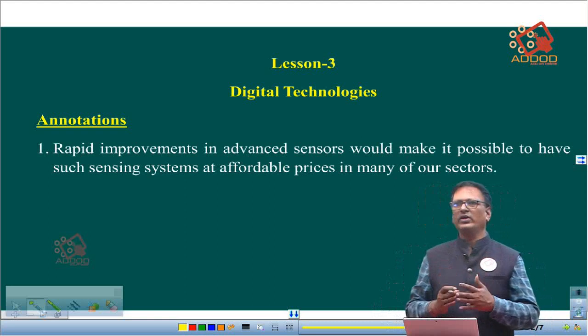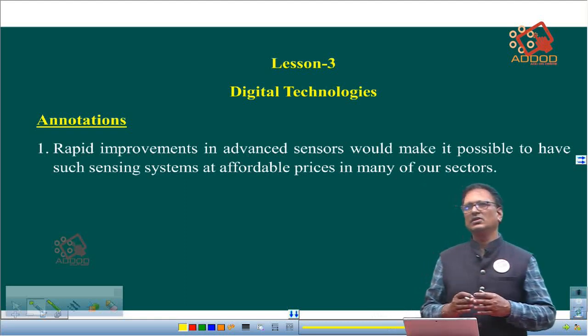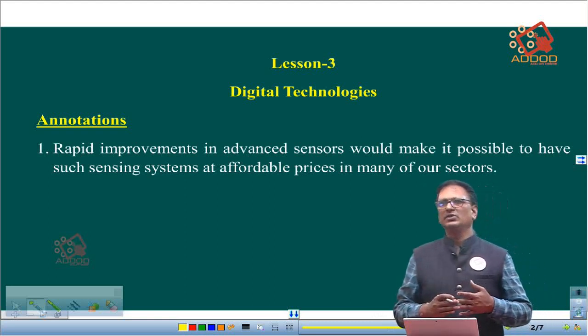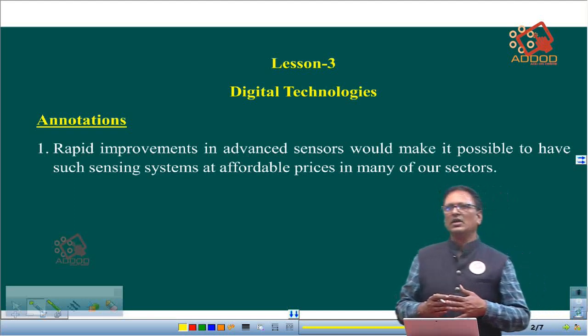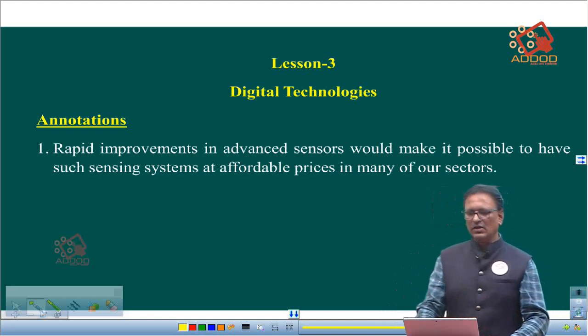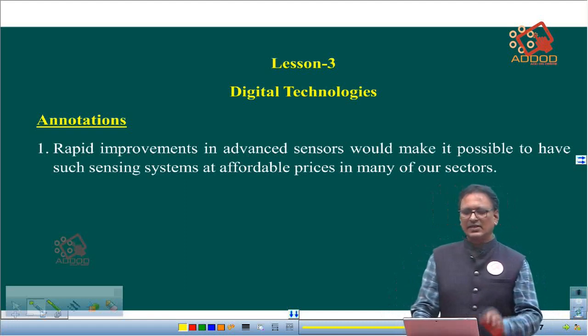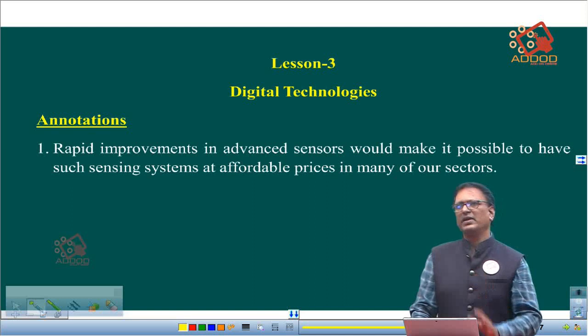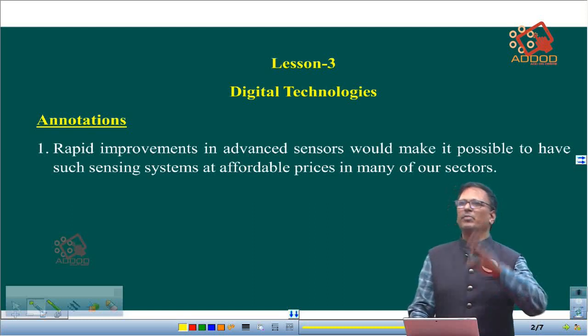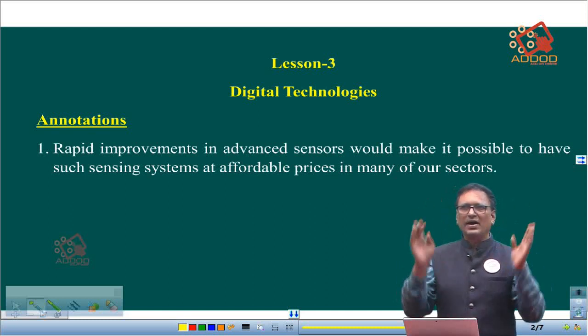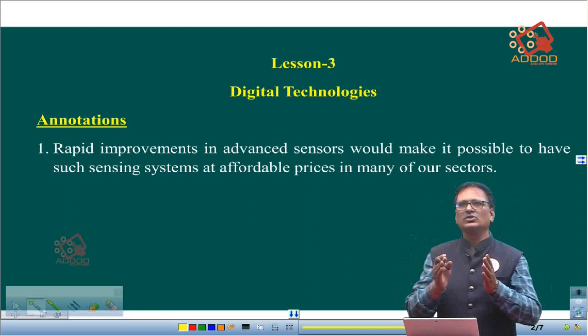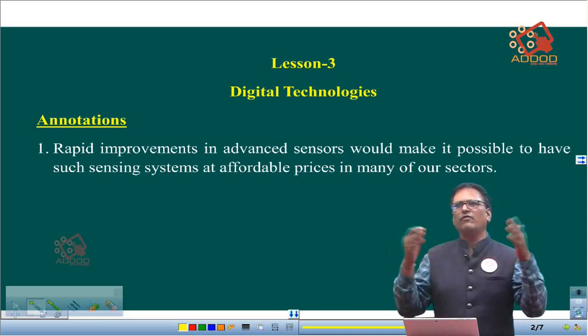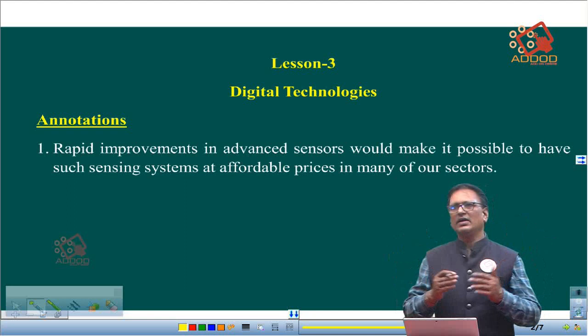That is the ultimate point highlighted in this particular lesson, Digital Technologies, by APJ Kalam and Mr. Rajan. So this particular annotation also has this kind of point. What is it? Sensors have been improved. Rapid means very fast. So, rapid improvements in advanced sensors. Now what are advanced sensors? Compared to the past, the present sensors are very effective and very fast. That is the idea he has given.